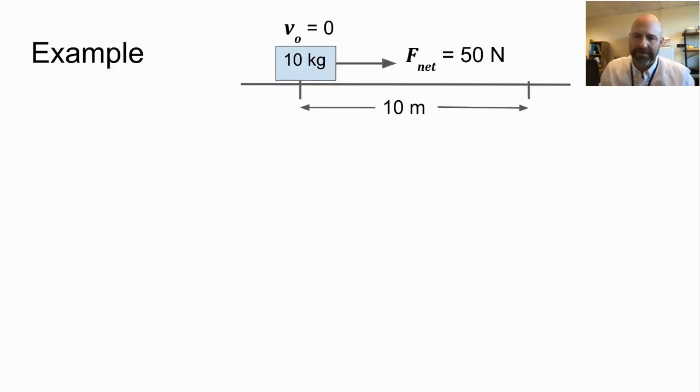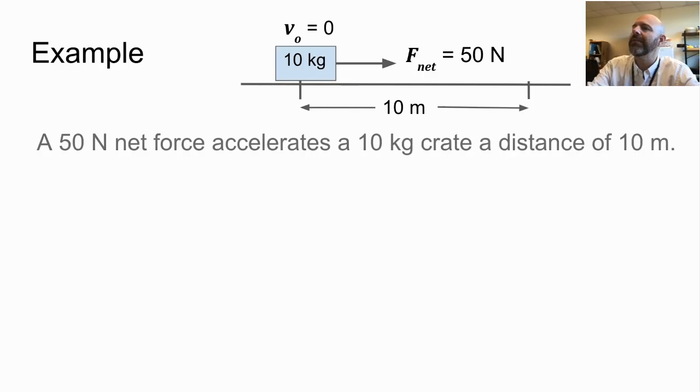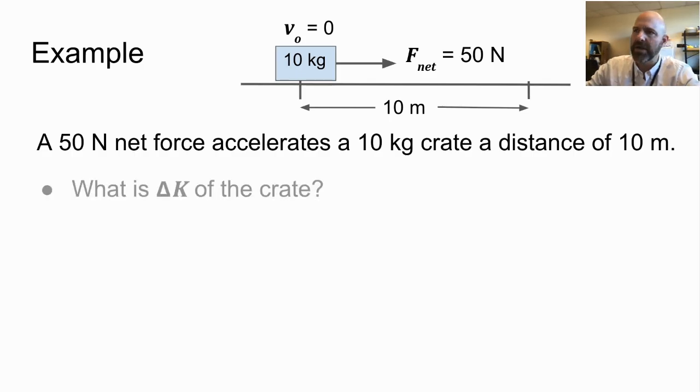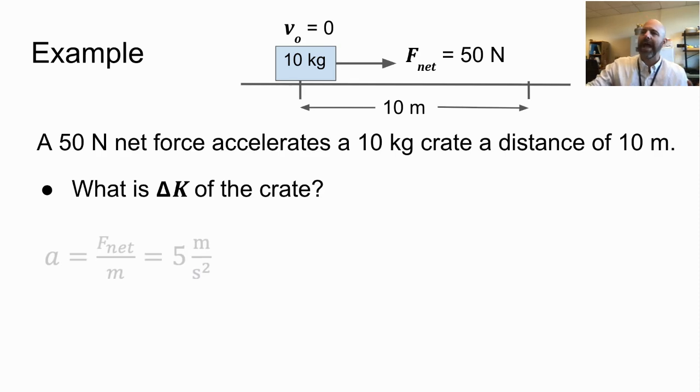So what does this mean for us? How do we use this? Well, let's look at this example. We have a 10 kilogram block sliding across a floor, or being pushed to slide across a floor, with some net force of 50 newtons. Now, we don't know if there's friction, applied force, what. We are just being told that the net force is 50 newtons. And if it travels 10 meters, and this is a 10 kilogram object, we can calculate the change in kinetic energy of the crate.